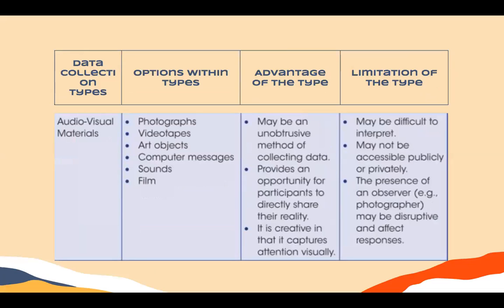And the last one is audiovisual materials. The option within the types is the photographs, videotapes, art object, computer message, sound, and film. The advantage is that the audiovisual materials may be an unobtrusive method of collecting data, provides an opportunity for participants to directly share their reality. It is creative in that it captures attention visually, but the limitation itself is that it may be difficult to interpret and may not be accessible publicly or privately. And the last one is the presence of an observer, for example, photographer, may be disruptive and affect responses.